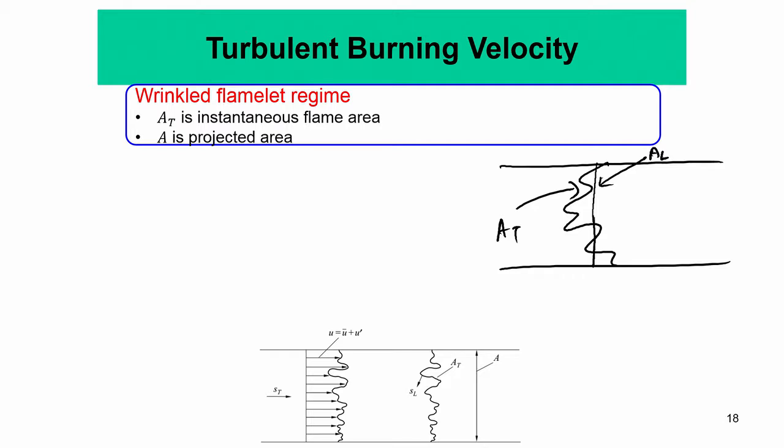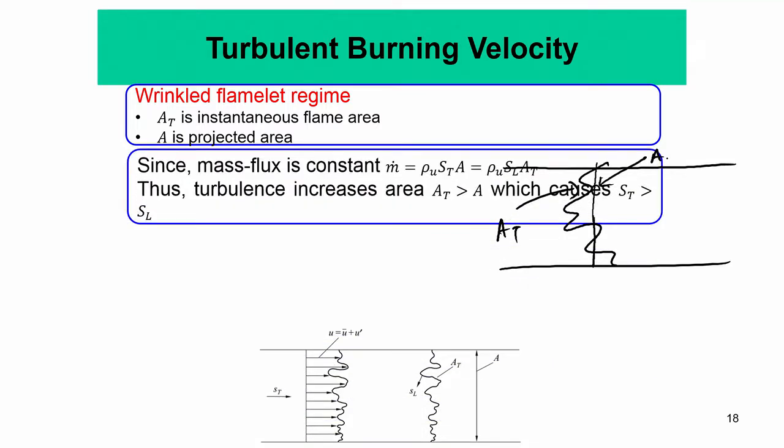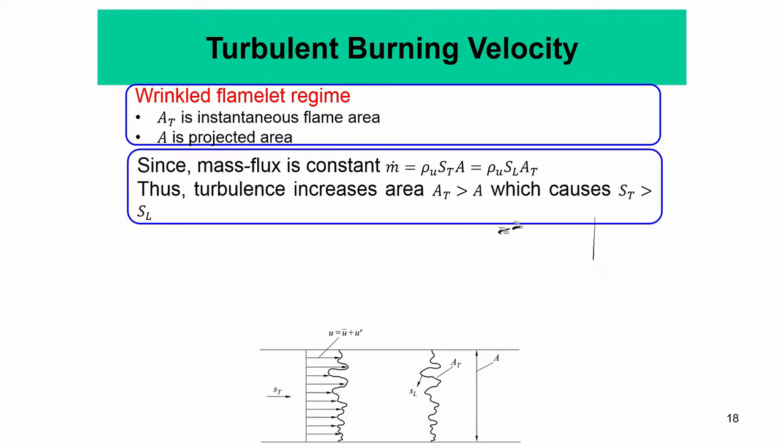Okay, so then this wrinkled area has the surface area AT. Of course, a wrinkled surface in the same cross section will have much more area than the planar area. So this wrinkled area has a surface area of AT, whereas the planar laminar area AL, or the projected area, has an area A only. So then what we can do is find the relationship between ST and SL as a function of AT and A.